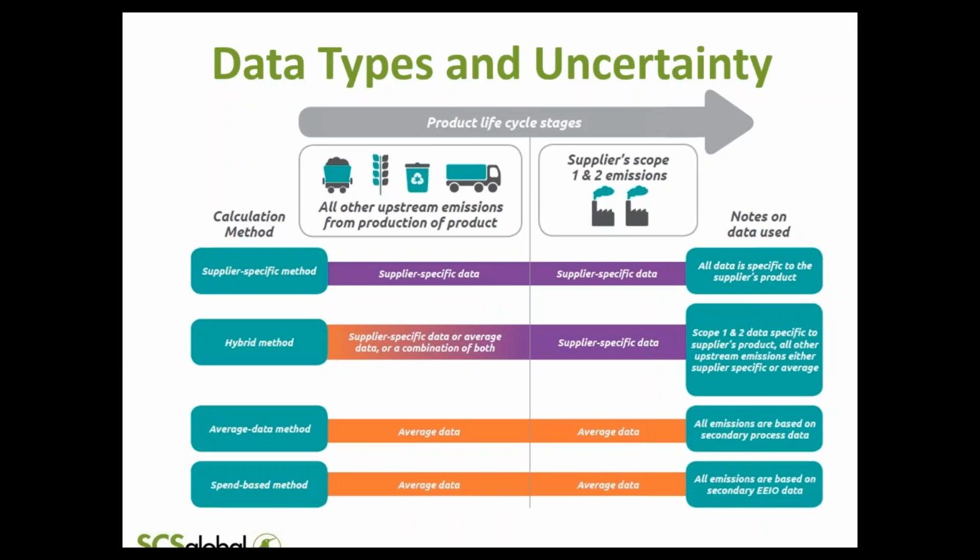And then the furthest down the rung, this is called the spend-based method. So these are emissions based on secondary, what's called EEIO data. I'll speak to that in a couple of slides. But in this slide, I'm just introducing the four tiers of data that you can use to generate Scope 3 results. And a few notes on the accuracy and practicality of each of these.